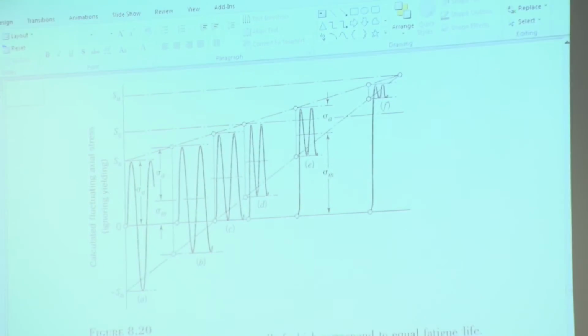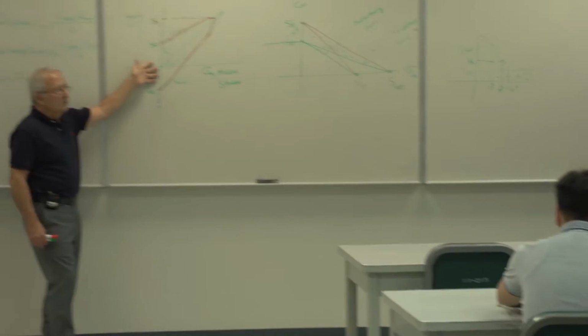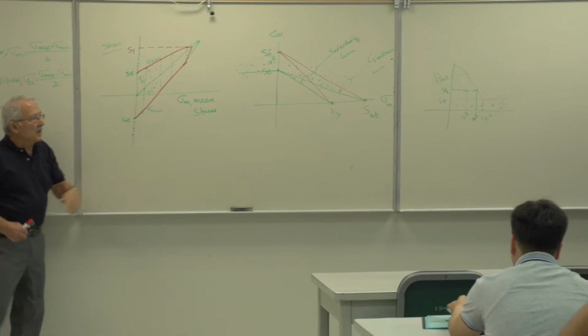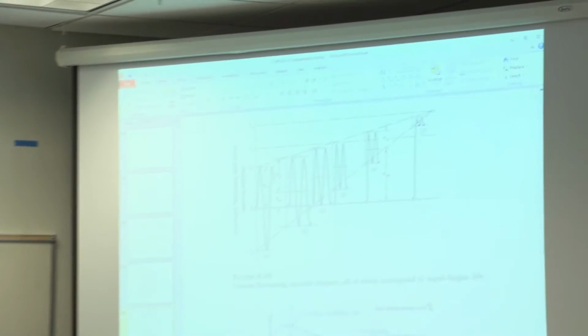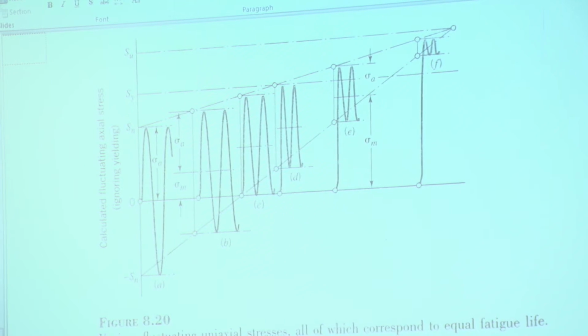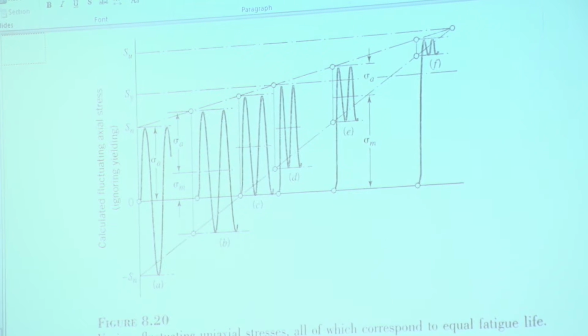The easiest way to draw these, might as well show you some of these. This is in your handout. The graph that you see on the very top is the one that I drew on the board. And notice that as you increase the magnitude of the mean stress, tensile mean stress, the magnitude of the alternating stress decreases. Large here, smaller there, smaller there, smaller there. So that's the same graph.